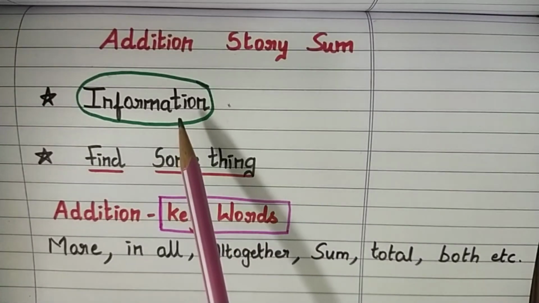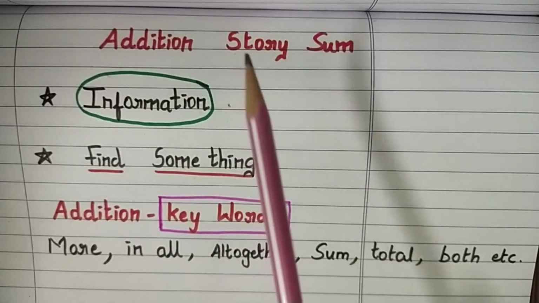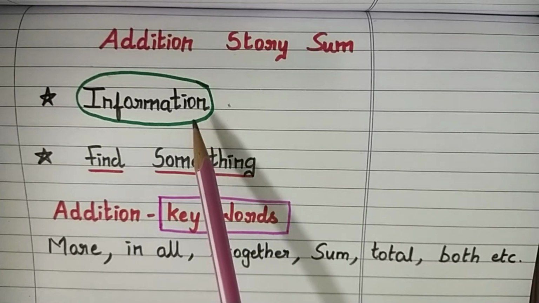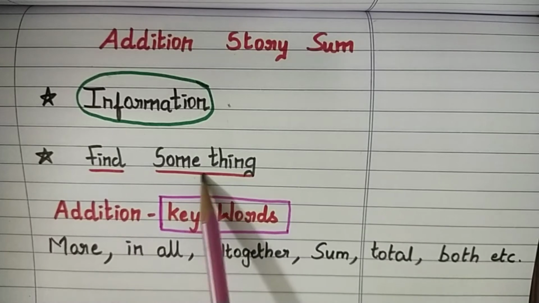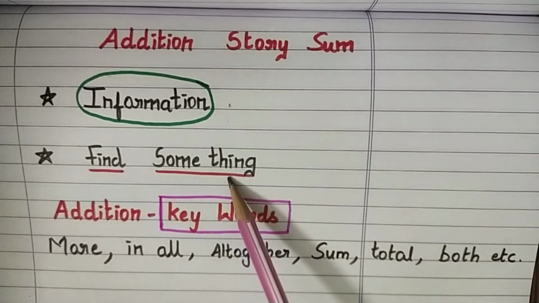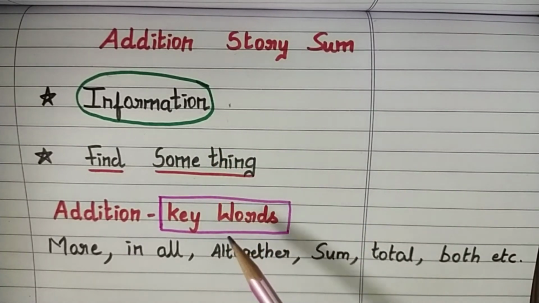I will repeat it again, children. This is very, very important. Listen carefully. While reading an addition story sum, children, you have to circle all the information given in the question, underline what we need to find out, and put a box to the keywords. Putting a circle, underlining and putting a box will help us to understand the story sum clearly, children. So don't miss to do that.